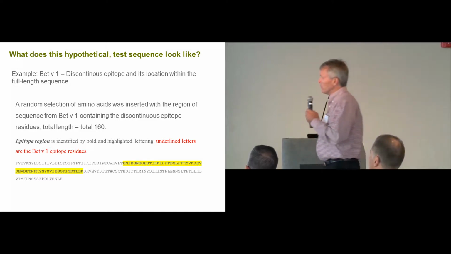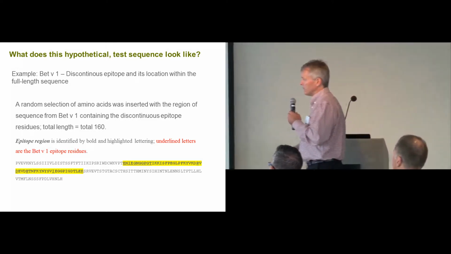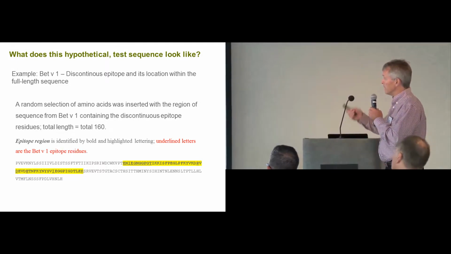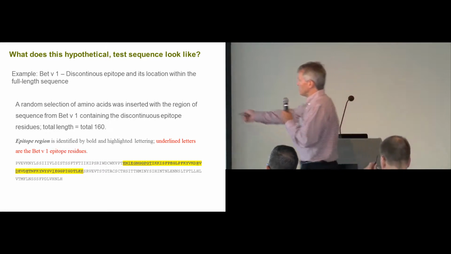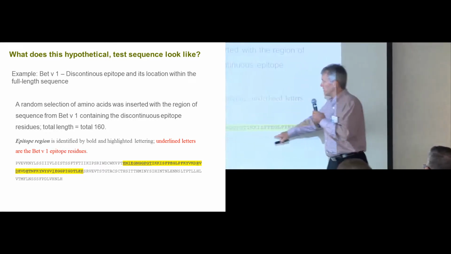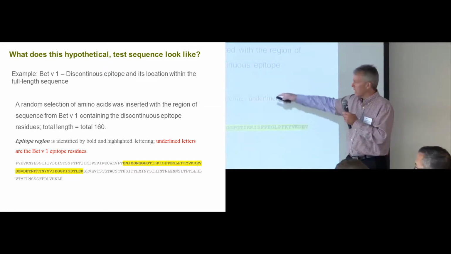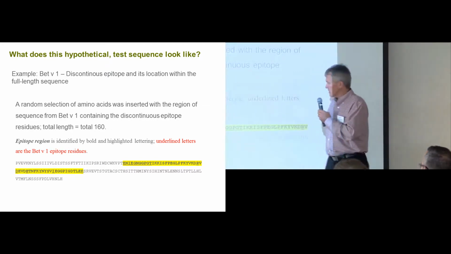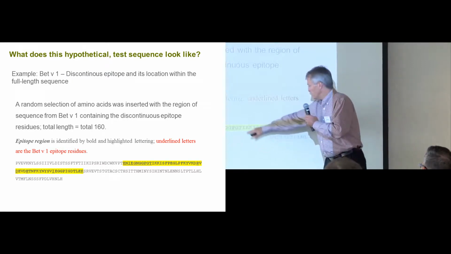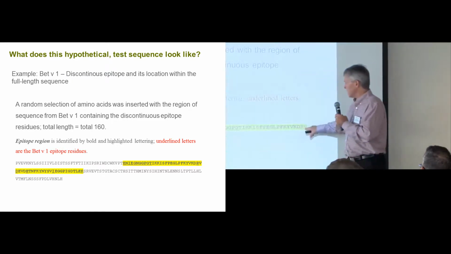So the first one I'll work with is, like I mentioned, the one that really was used to drive the original regulatory guidance, and it was the BET-V1 discontinuous epitope. And you'll see kind of the design here. We've got a pretty short protein, 156 in most cases. We've got a lot of them. This one's 160. And the 16 residues of the discontinuous epitope, that's not very much.